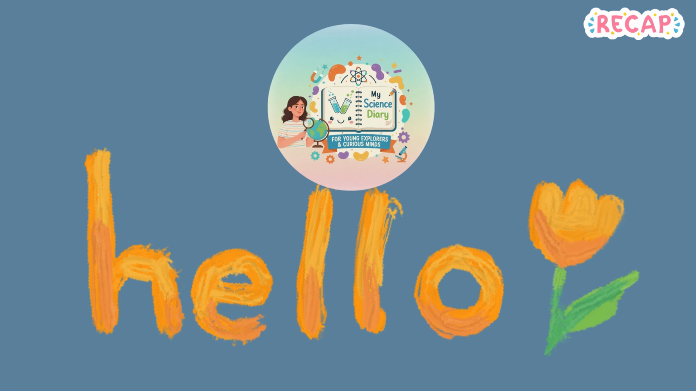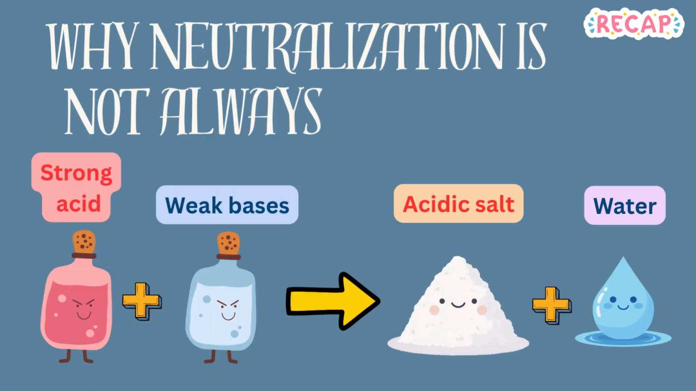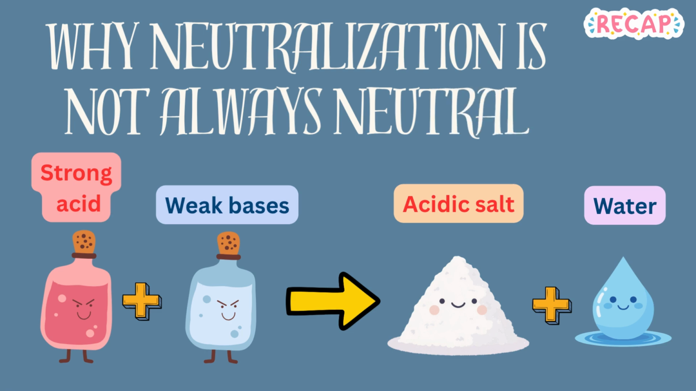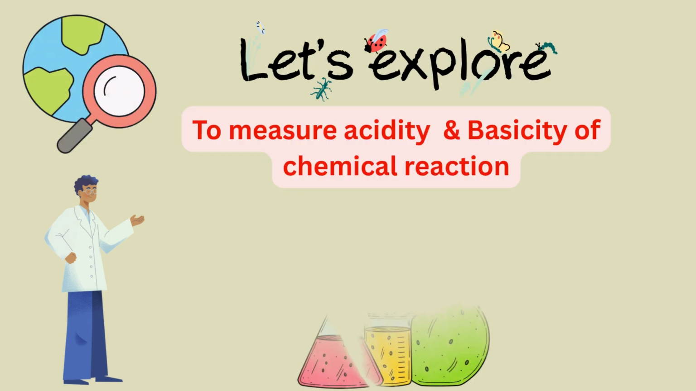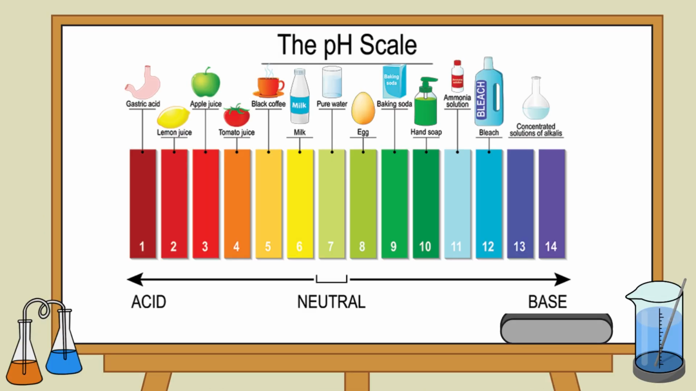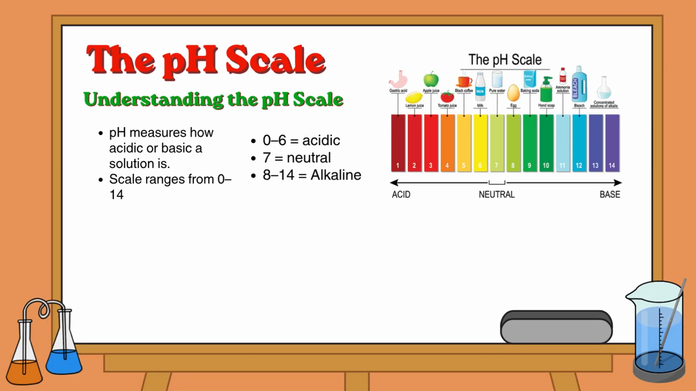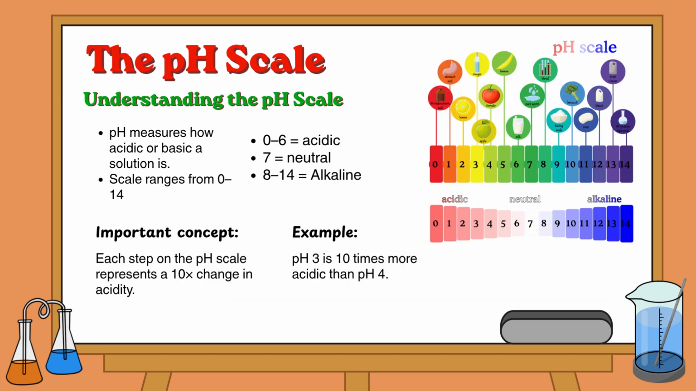Hello everyone. In the last episode, we learned that not all neutralization reactions become perfectly neutral. So today let's explore something scientists use to measure acidity and basicity, the pH scale. The pH scale tells us how acidic or basic a substance is.